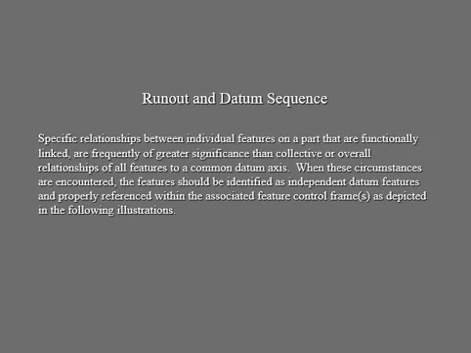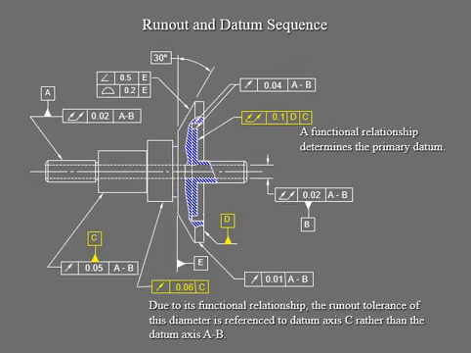So let's just keep going. Don't worry too much about it. And of course, your runout and your datum sequence have a specific relationship between the individual features on that part, and they are definitely linked functionally. They're also frequently of greater significance than the overall relationship. Overall relationship means we're talking about all the features on that part dealing with the common datum axis. You may not get it right now, so let's get into the very first example, your runout and your datum sequence.